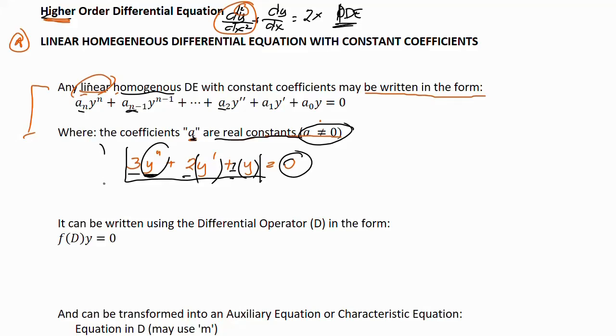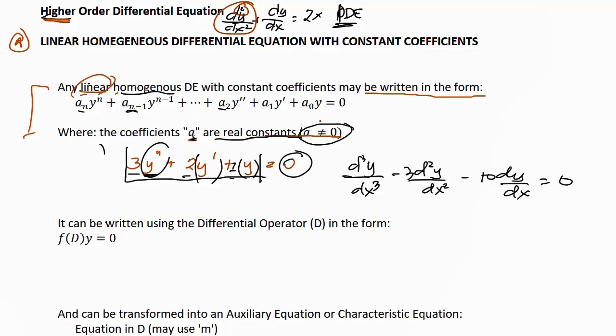So another one. Say we have the third derivative of y with respect to x minus 3 times the second derivative of y with respect to x is equal to 0. So let's see if this is a linear homogeneous differential equation.